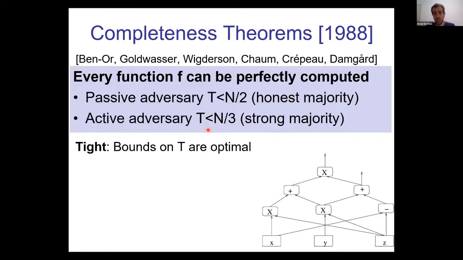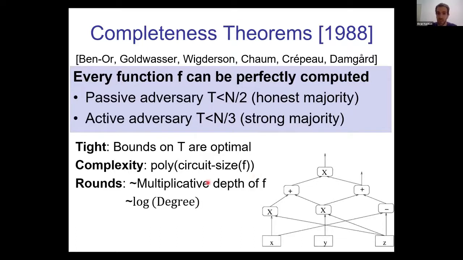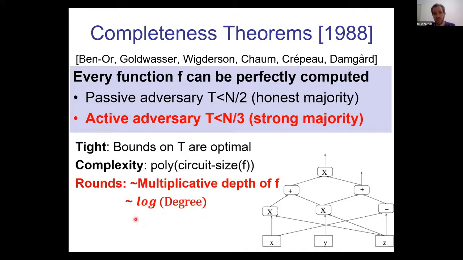In both cases, the bounds on t are optimal, and the complexity is polynomial in the circuit size of the functionality f. For the round complexity, in both cases it is linear in the multiplicative depth of the functionality f, which is the maximum number of multiplication gates from the output node to each of the input nodes. This is, of course, related to the degree of the function f. As I've said, in this work, we are interested in the round complexity of perfect MPC in the presence of an active adversary that corrupts up to a third of the parties.